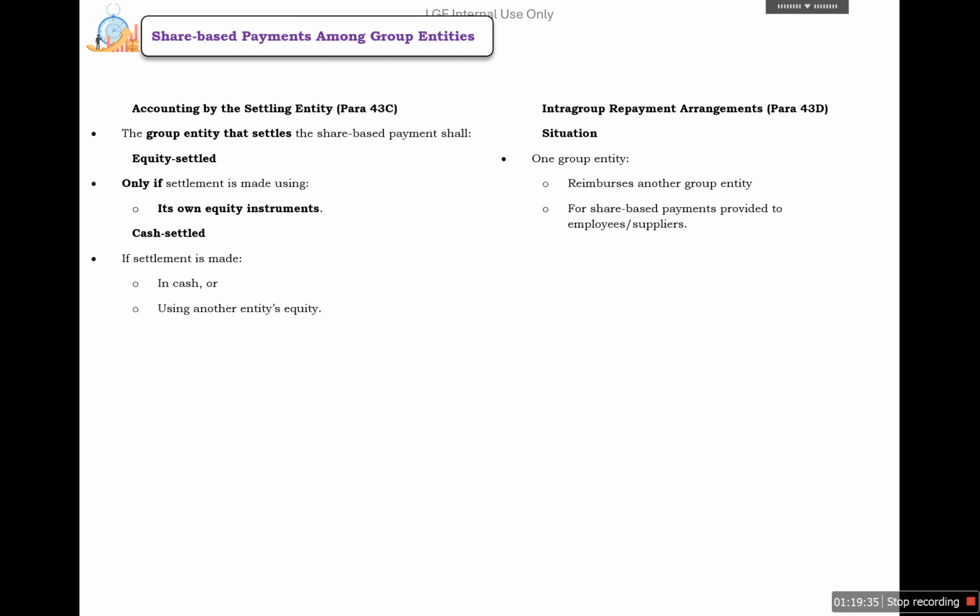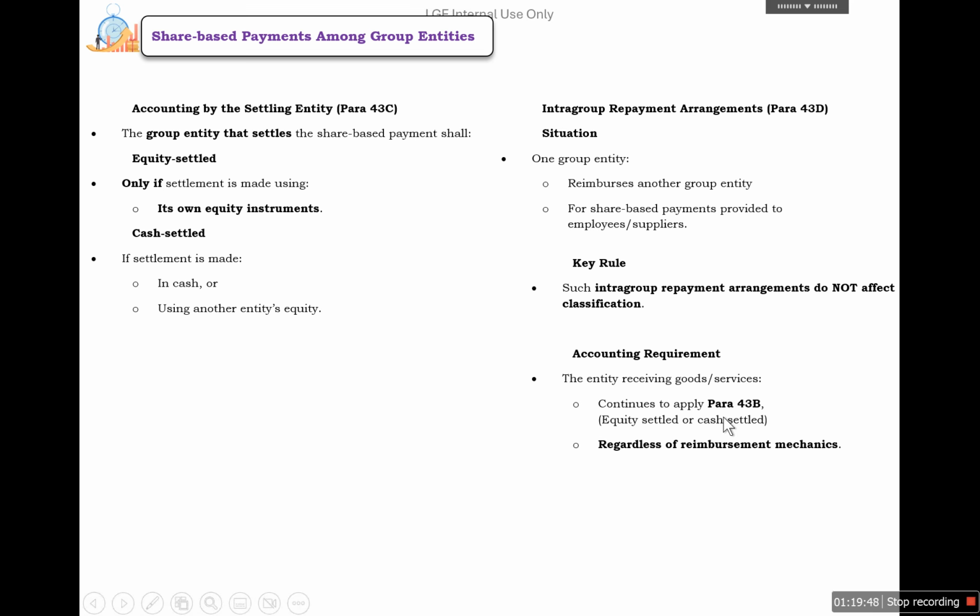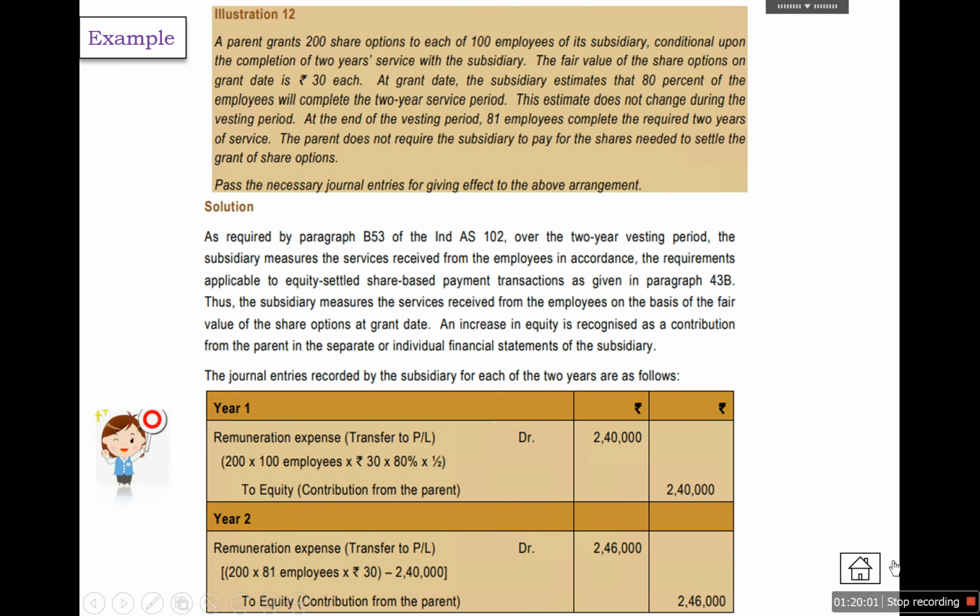And in case of intra-group payment arrangements, if one group entity reimburses another group entity for share-based payment provided to employees, such intra-group repayment does not affect the classification. The entity receiving the goods continues to apply the equity or cash settled share-based payment accounting, regardless of the reimbursement mechanics. For example, a parent grants 200 options to each of the 100 employees of its subsidiary conditional upon completion of 2 years. So the vesting period is 2 years.